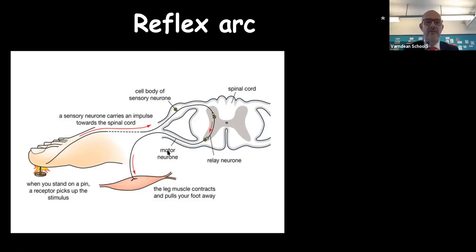So 95% of you got the right answer, which was it's a reflex. An unconscious action is a reflex. So a reflex is an unconscious action. So what do I mean by that?